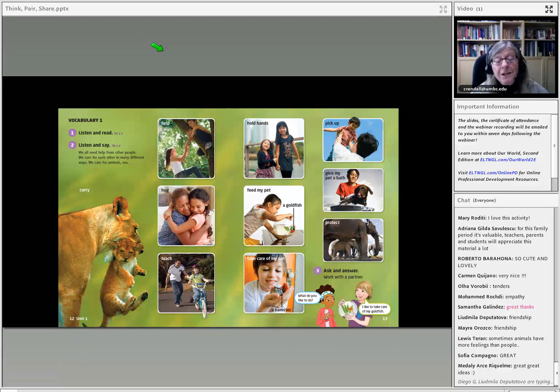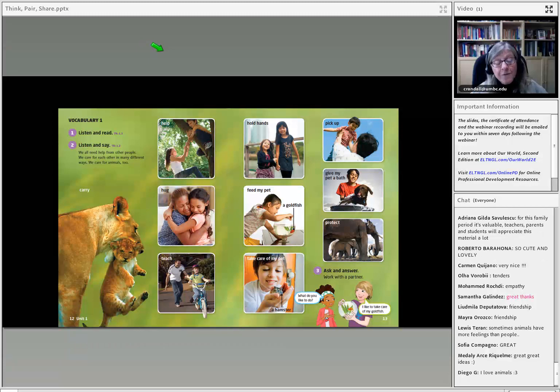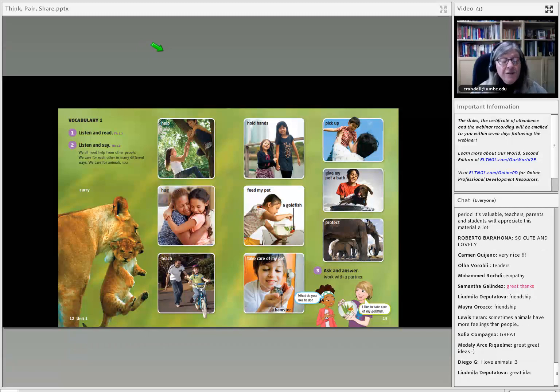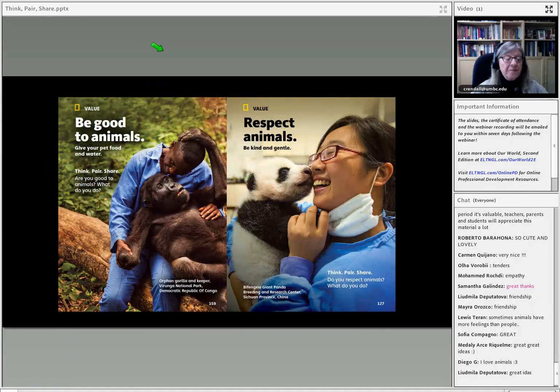Well, you could help somebody to get out of a tree. You hold hands. There's a lot of ways. And so this would be a really nice one again that you could do a kind of a think, pair, share with. And here are just two ways of being good to animals. One, giving your pet food and water. And then thinking about, well, is there more that you do when you're being good to animals, and especially when you're being good to your pet? And they could share that in with a partner and then with the group.